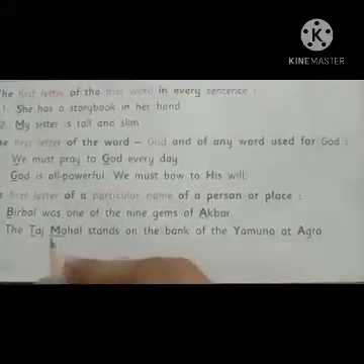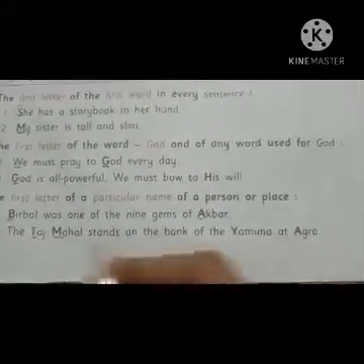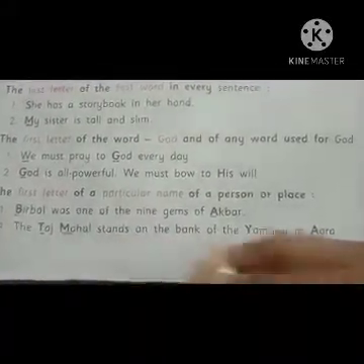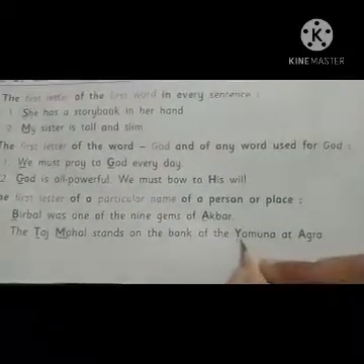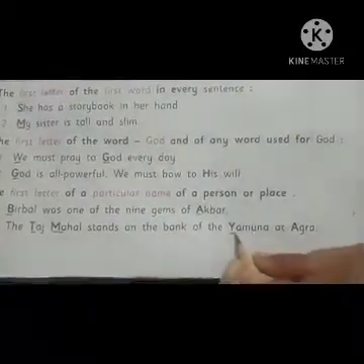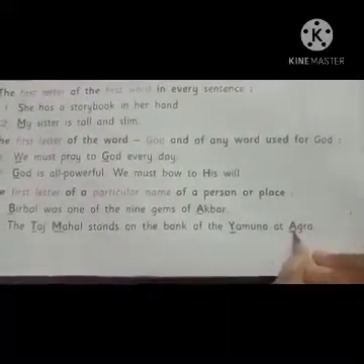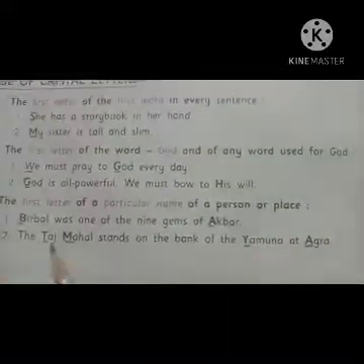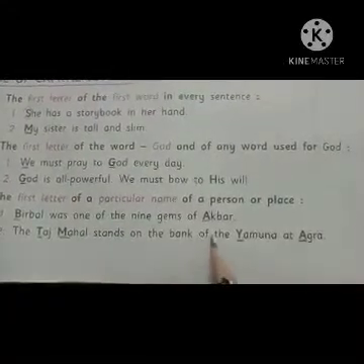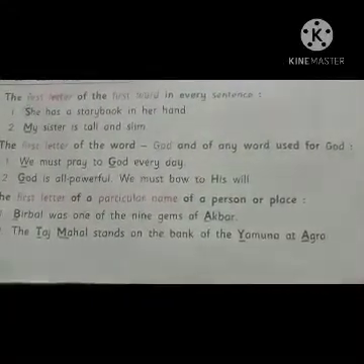These are the names. So some places, no? Yes, that's why here we have to write the capital letter. Here Yamuna, this is a river name. At starting Y is a capital letter. Agra is the place. A we have to write the capital letter. The Taj Mahal stands on the bank of the Yamuna at Agra.